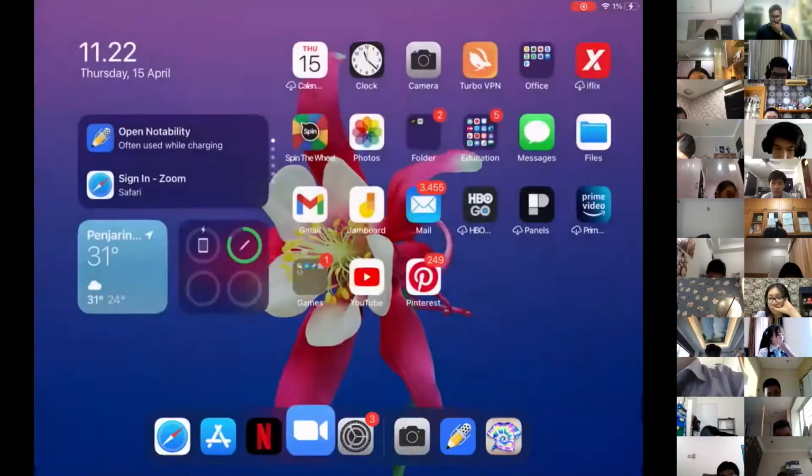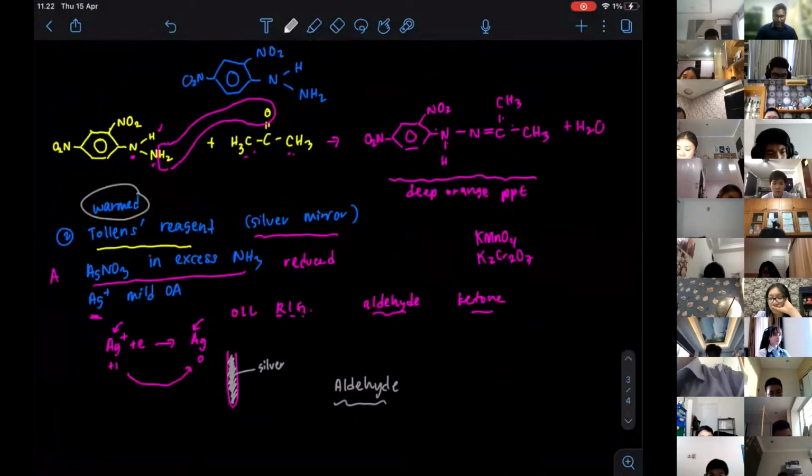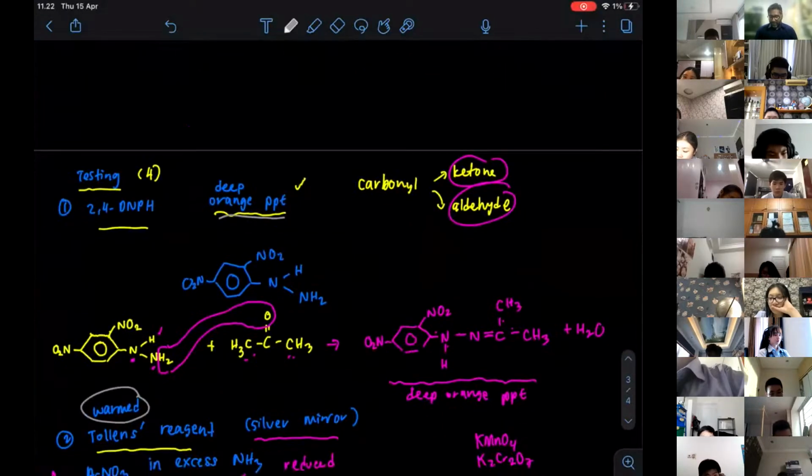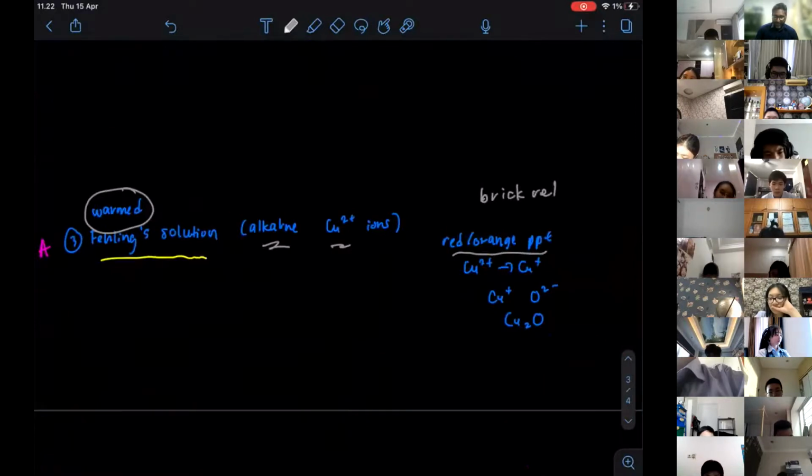Now, when I have copper 2+ ion, the positive result I'm expecting to see is a red orange precipitate, something like your 2,4-DNPH, which gives a deep orange precipitate. This precipitate is sometimes referred to as brick red precipitate. It's darker.